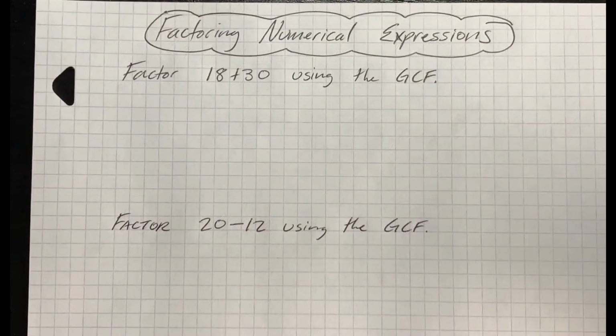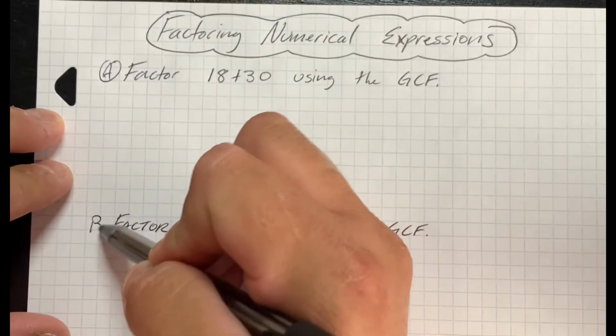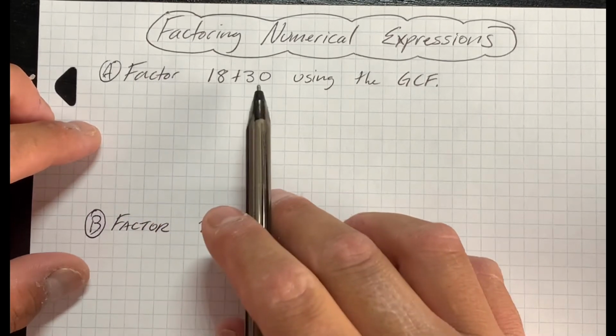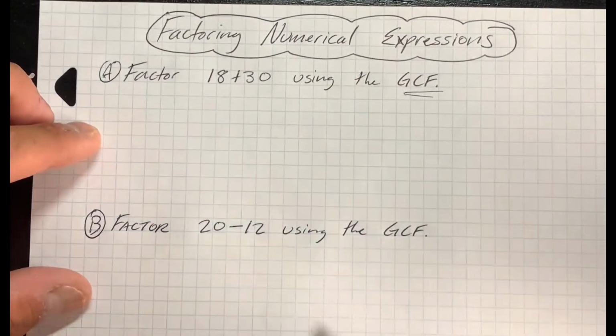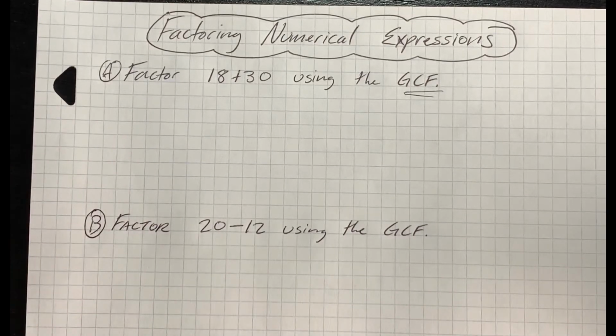All right, so we're going to go ahead and factor numerical expressions. Just keep in mind that when you factor any expression, you can factor out any common factor. Okay, so the first one, let's call this A. Let's call this B. Now for A, it tells us to factor 18 plus 30 using the greatest common factor. If you remember the greatest common factor that we worked on in, I believe, chapter 1, I suggest you watch that video and brush up on that, but I can show you right now as well.